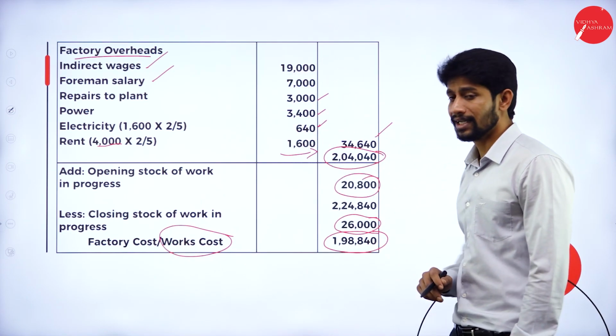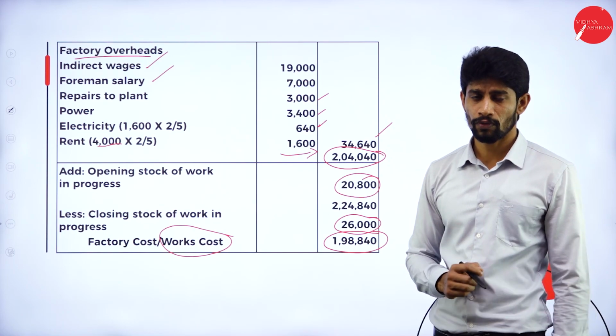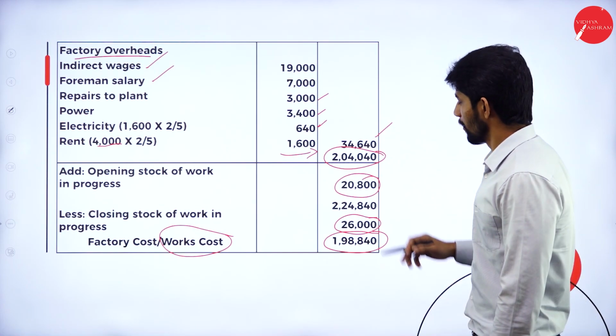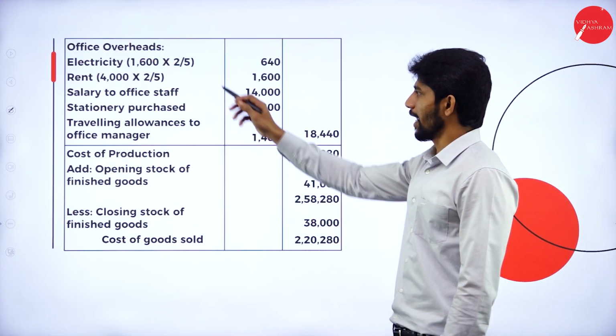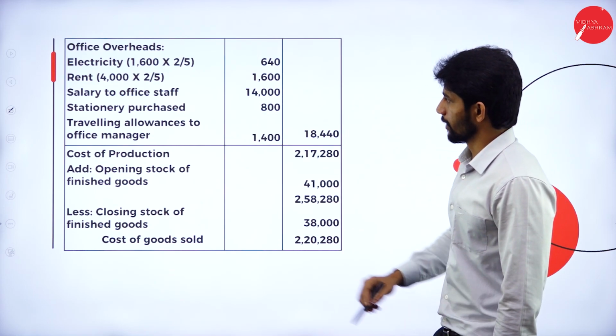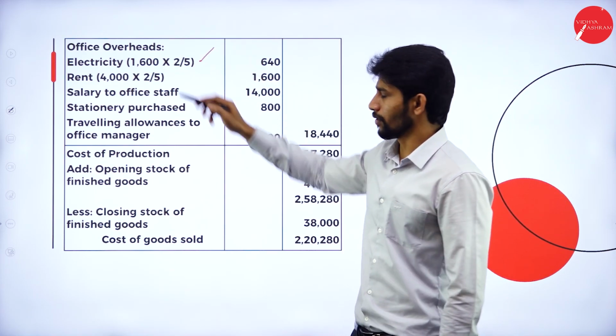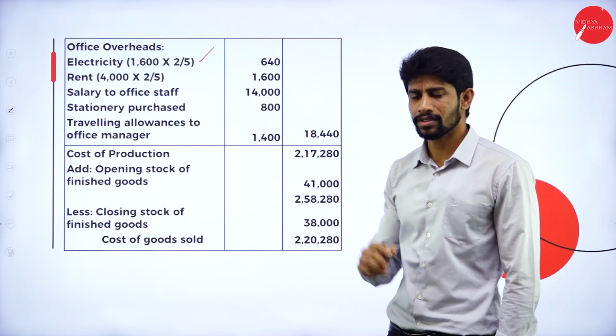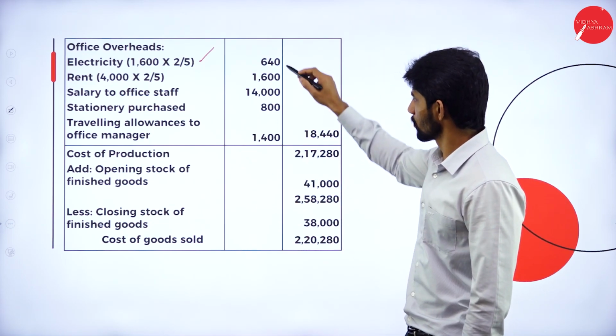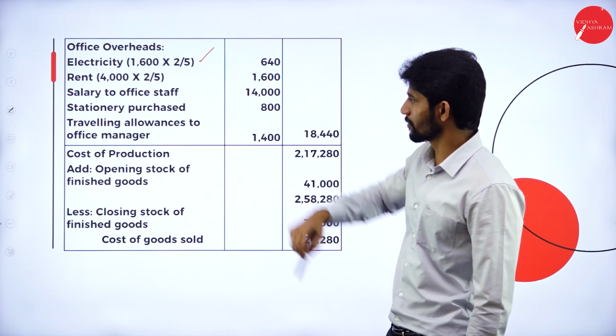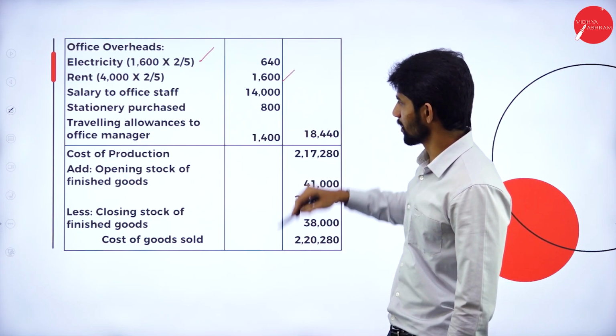1,98,840 is called what? Work cost. For this work cost, add office overhead. In that, electricity 1,600 into 2 by 5, because that should be divided in the ratio. So 640. Rent 4,000 into 2 by 5, so 1,600.